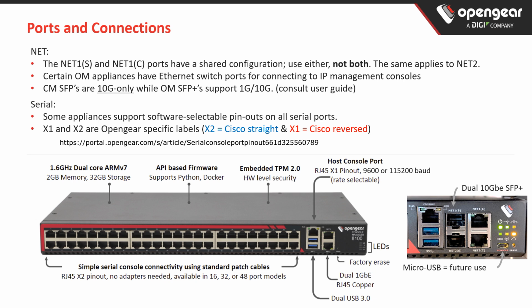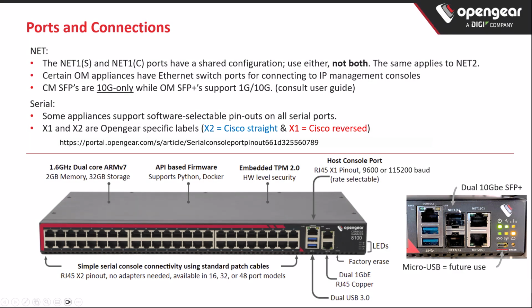If the appliance you're setting up is a 10G model, please check the user guide to be sure that the version you have will support 10G or 1G on the SFP, because some only support 10 gigabit Ethernet. Some of our appliances have software selectable pinouts for their serial ports, but not all. And the serial console port is not software selectable, and so it will be either an X2 or an X1 pinout, and the manual will tell you as well as an upcoming slide.